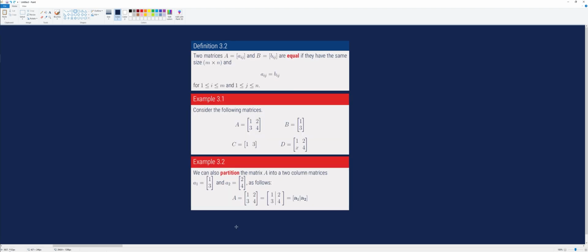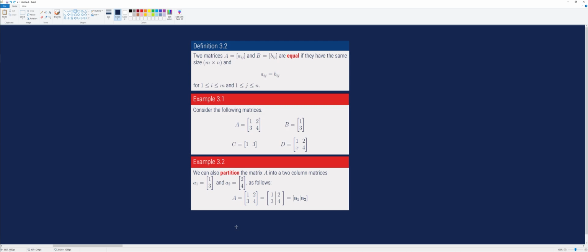Two matrices A and B are equal if they have the same size and the corresponding elements are also equal. For instance, consider the following matrix in example 3.1. Matrices A and B are not equal because they are of different size. Similarly, B and C are not equal. Matrices A and D are equal if and only if x is equal to 3.